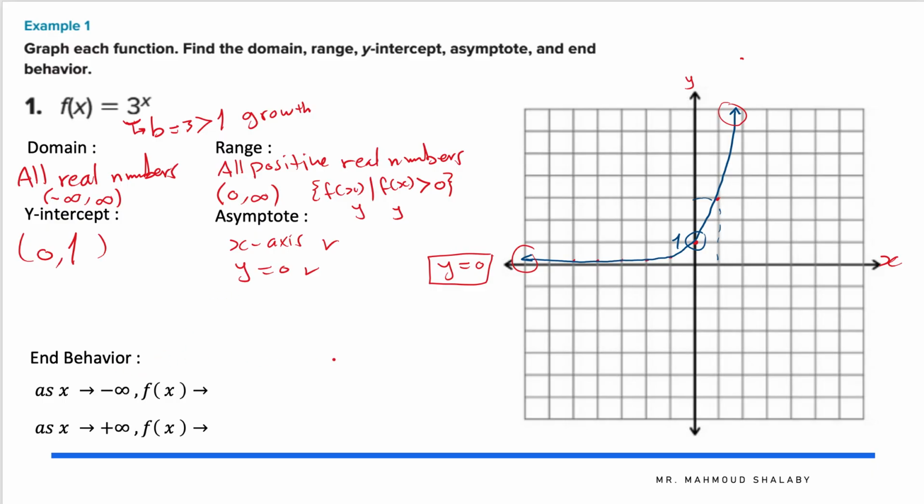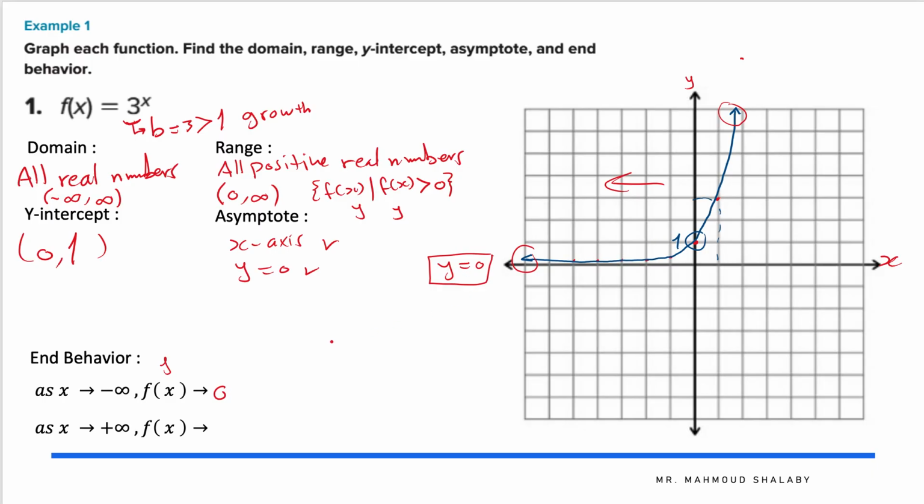For the end behavior, as you can see, we start from the middle of the graph, going to the left side towards negative infinity, then go to the right side, which is positive infinity, and see what happens to f of x, which is the y. What happens to the y? If I'm going to the left side, the y values are decreasing in this direction until they reach 0. So it's coming towards 0.